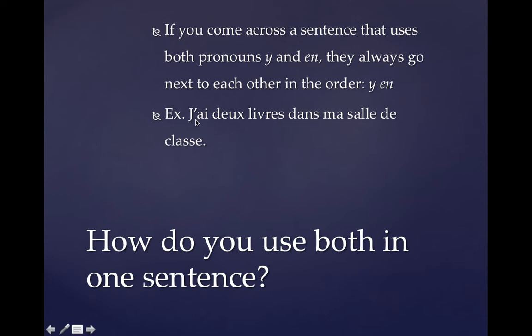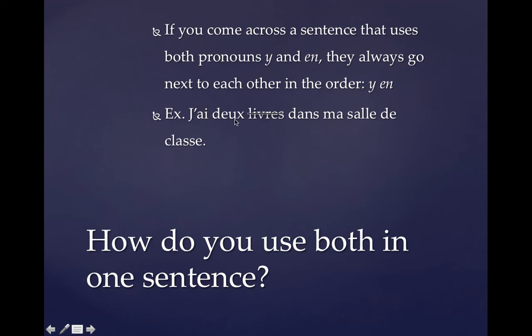So there are going to be two places where we replace phrases in the sentence with pronouns, but we can go one at a time. We don't need to just dive right in and do both at once. So j'ai 2 livres dans ma salle de classe. So here we can already see we have an expression of quantity because we have an object that follows a number. And we also have an expression of location because we have the preposition of location, dans, and then a place. So let's start by getting rid of the quantity.